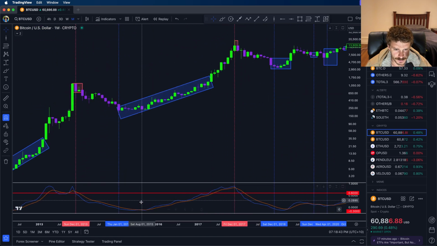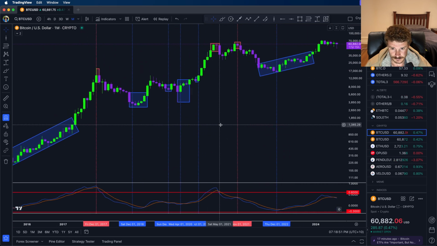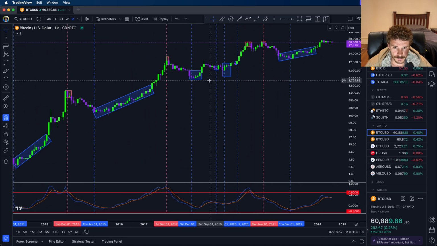And these bullish ones, you can see the bullish one on the monthly worked out really well. Bullish cross here, worked out pretty well. And the bullish cross here, as you can see, worked out pretty well, right? Some do, some don't.